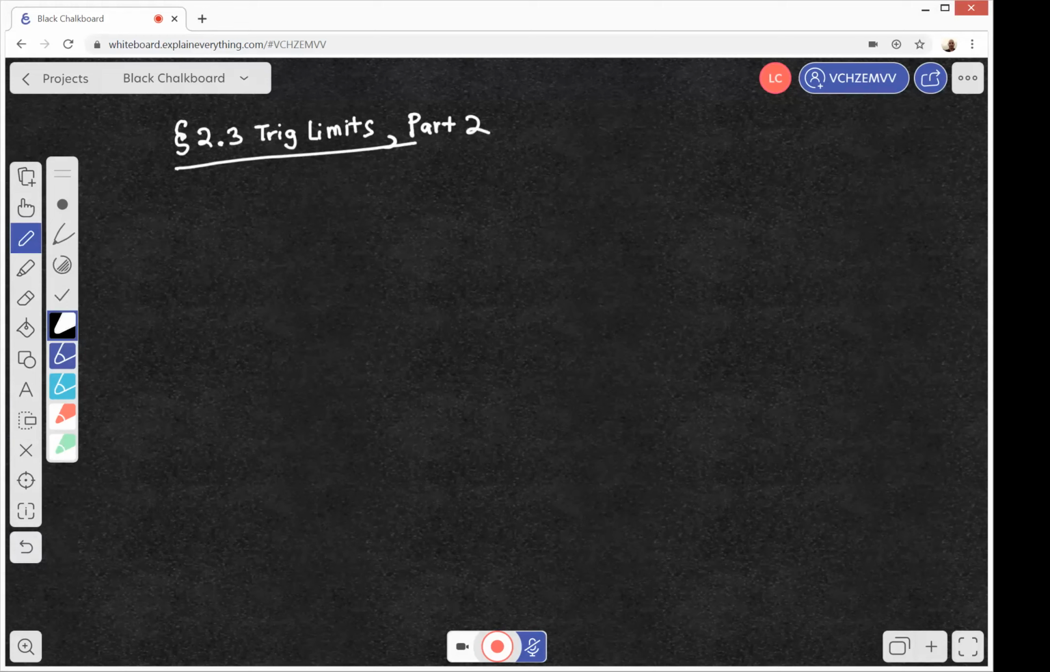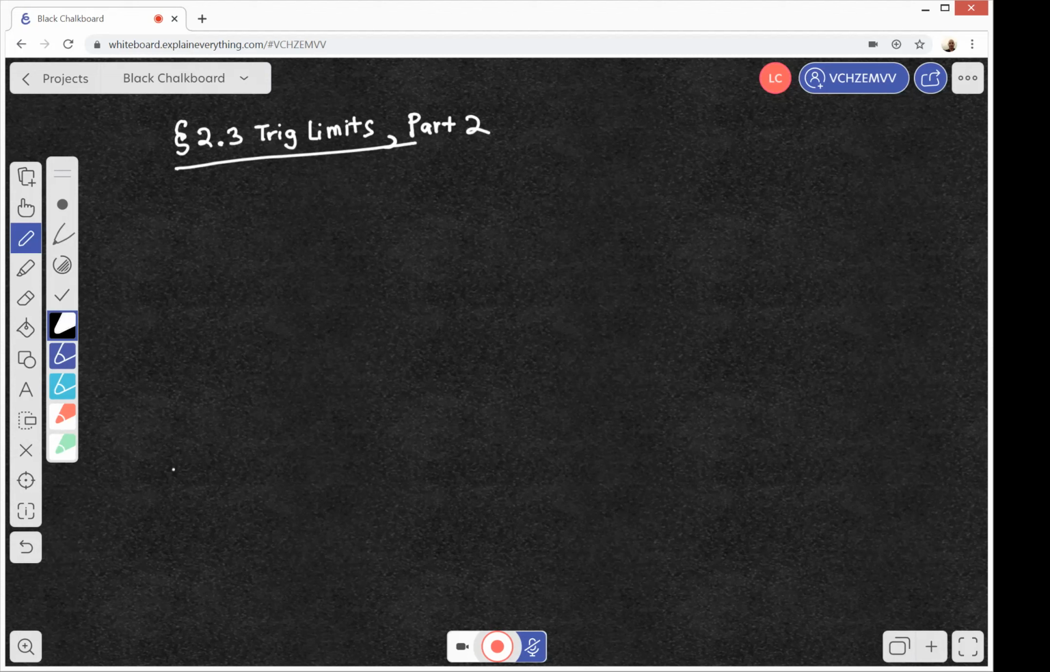We talked about limits in our previous lesson. We looked at limits numerically. We looked at limits graphically. We had these different tools for evaluating limits, such as plug and chug, rationalization, factoring, simplifying. And so now in this lesson, we're going to look at limits, but with trigonometry.